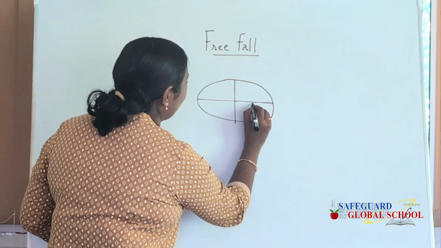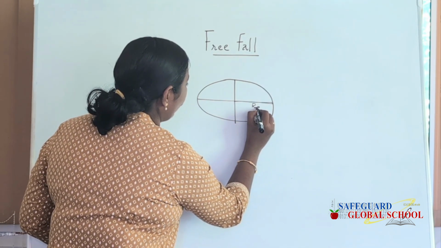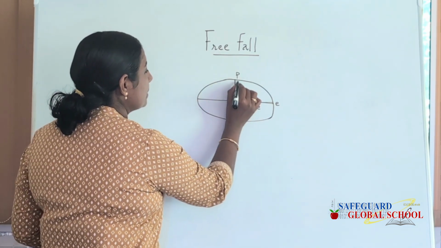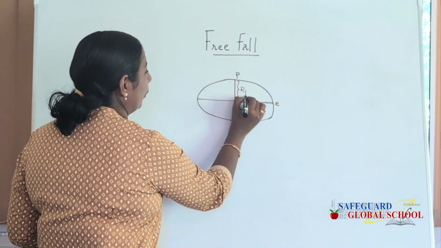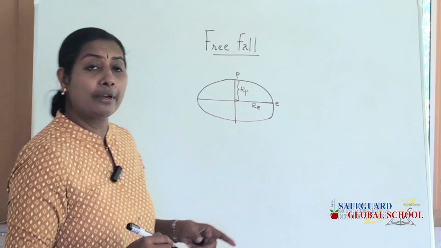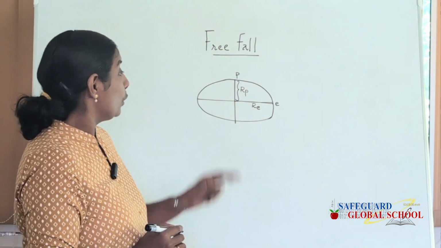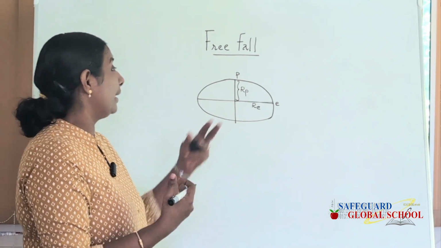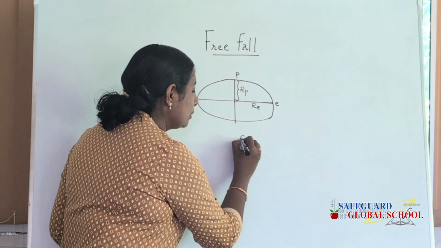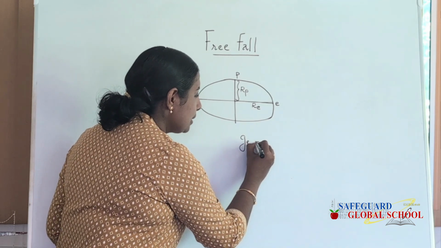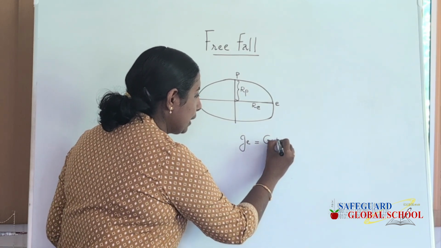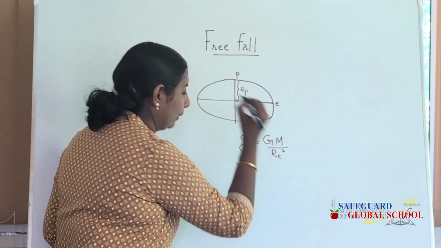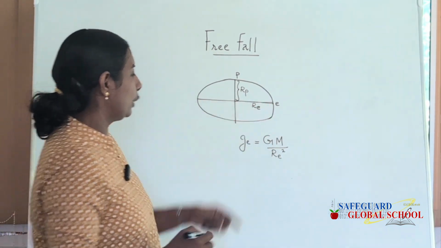Here is the radius of the equator, because this is the equator and this is the pole, and this is the radius of the pole. So polar radius is different from equatorial radius. Let us compare g at the equator and g at the pole. G at the equator will be capital G into mass of the earth divided by the radius of the earth at the equator squared.